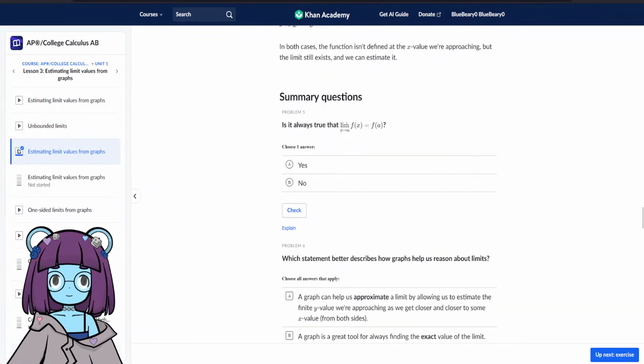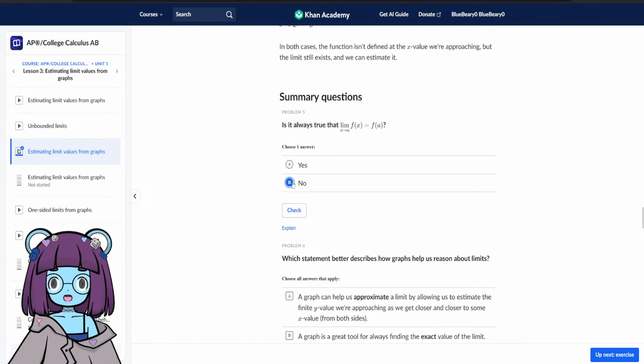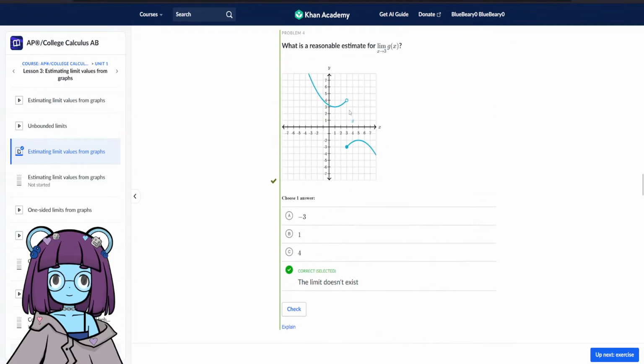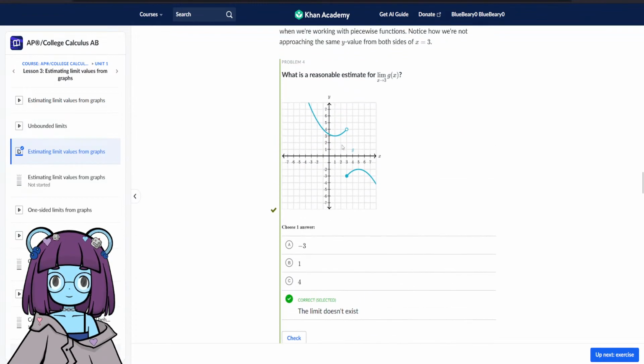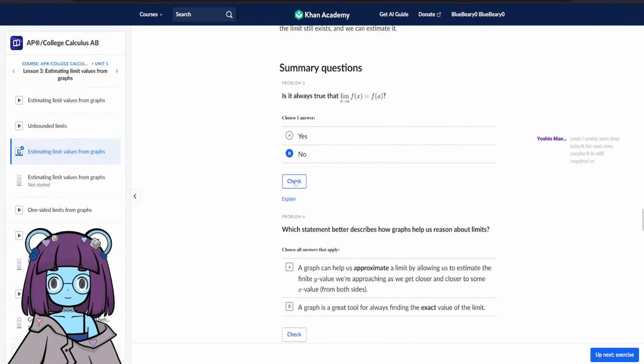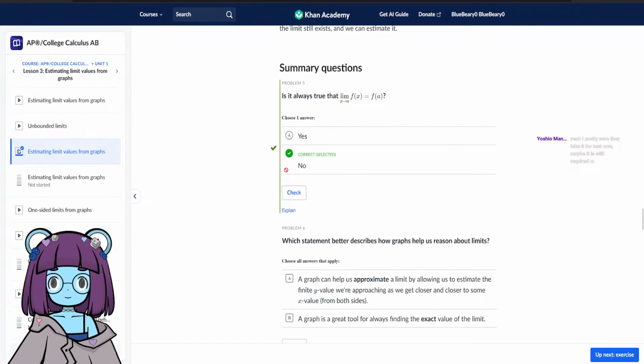Is it always true that the limit of f of x is equal to f of a as x approaches a? No, it shouldn't be true because sometimes it could have like that little circle thing where it's undefined. I guess this is an example. Well, this is not a good one because there's no limit, but technically you could go down here and then go back up and have a still undefined circle, and then 3 could be equal to something else. Oh, no.